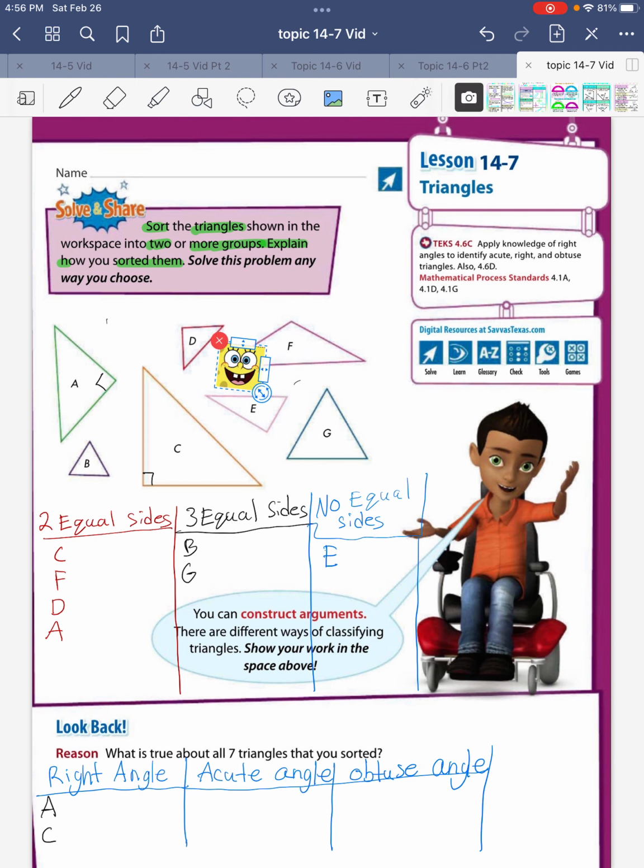What about D? So let's shrink my SpongeBob. If I see here, SpongeBob fits perfectly in this angle here. And let me make sure, let me see if I can put a square. Yep, I can put a square, so I know D is one of them. D is also a right angle.